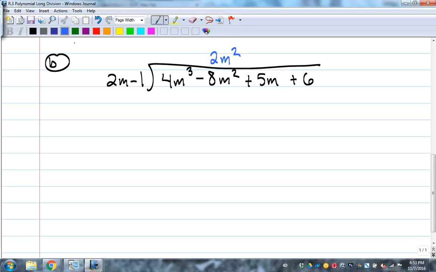So now what do we do with that 2m squared? That's going to give us 4m to the third. That's what we intended to happen. And then 2m squared times negative 1 would be negative 2m squared. Parentheses, subtract, always. The m cubes go away, and we have negative 8 minus negative 2, which is negative 6m squared. Bring down the plus 5m.